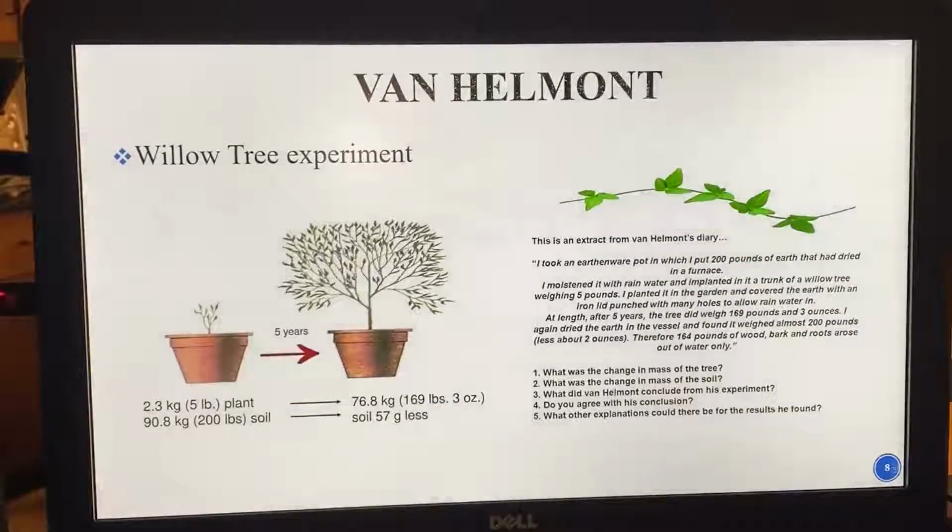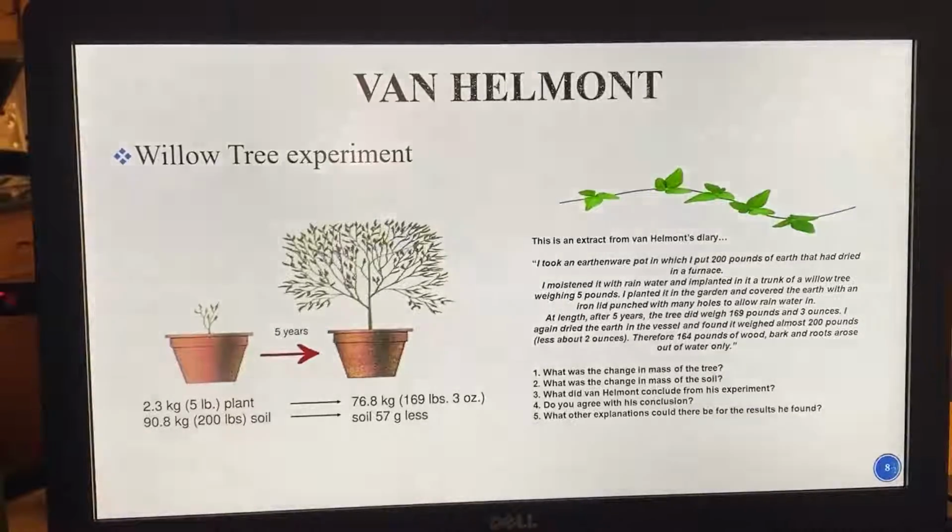So, where is it? This is in the 15 or early 1600s. John Baptiste van Helmont did this willow tree experiment. Basically what he did is he air dried soil, weighed it, put it in a pot, had a willow tree, weighed the willow tree, put it in the pot, covered it so that the only thing that could enter was rainwater or regular irrigation. At the end of 5 years, the tree grew from 5 pounds to 169 pounds.